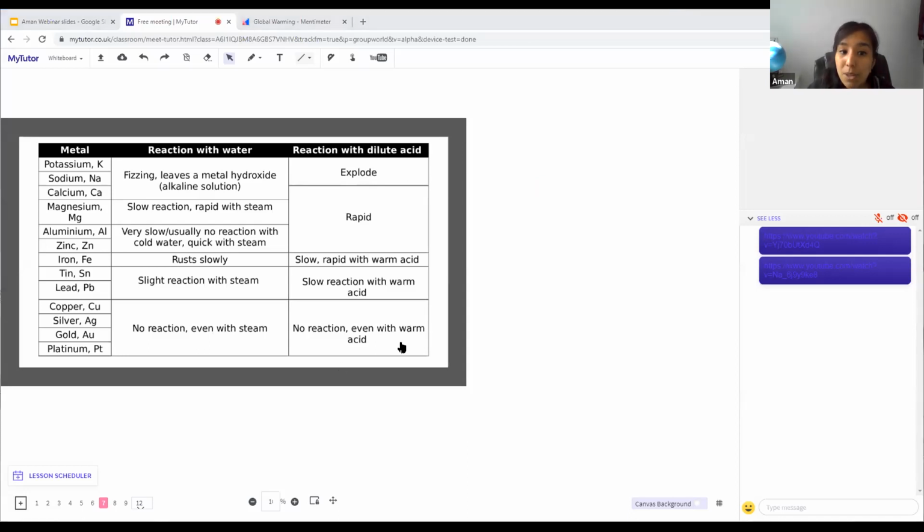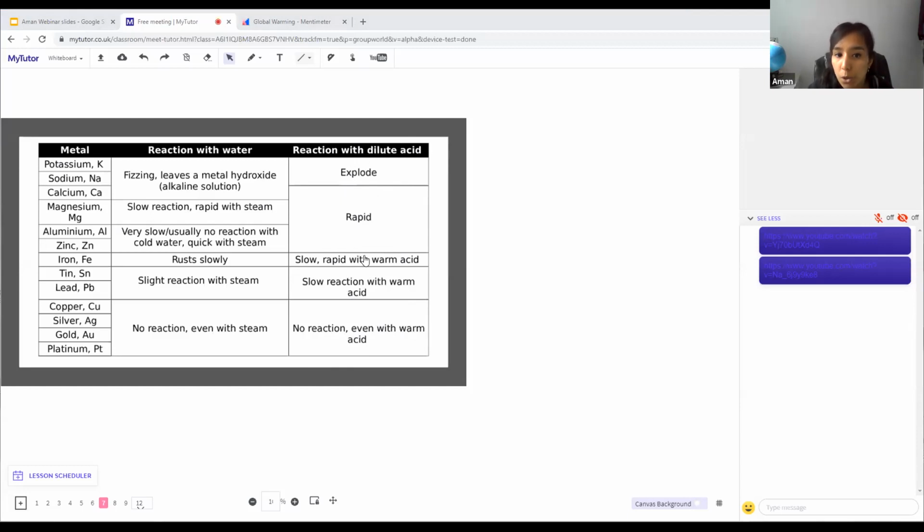And it's the same with acid. Obviously we react it with dilute acid. We start with potassium, which will explode with that acid. Magnesium, aluminium, and zinc will have rapid reactions with acid. And as we go further down, we start to get no reaction, even with warm acid. So we don't tend to use warm acid, but this is just to show that if we did add warm acid, it will speed the reaction up, which we expect.